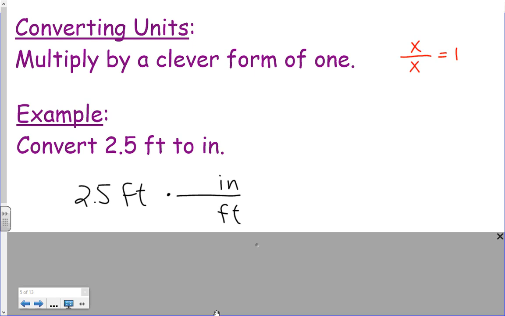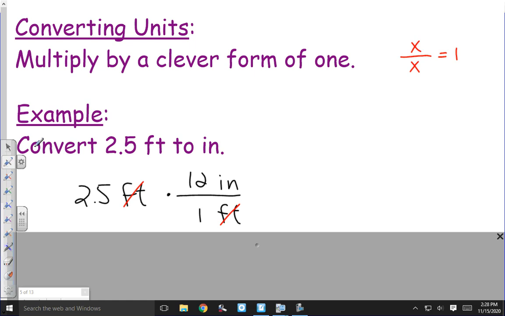And now I just need an equivalency between the two. I know that 12 inches is equal to 1 foot. The number 12 divided by 1 is not a clever form of 1. But the ratio of 12 inches over 1 foot, that is a clever form of 1 because 12 inches and 1 foot are equal to each other. Notice that the units are important here. If you don't put units in here, then obviously you're not multiplying by a clever form of 1. But by including units, now I can actually cancel out the feet. All you'll be left with is inches when we get done. So 2.5 times 12 sounds like 30 inches.